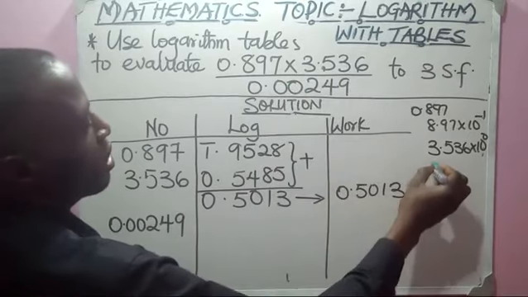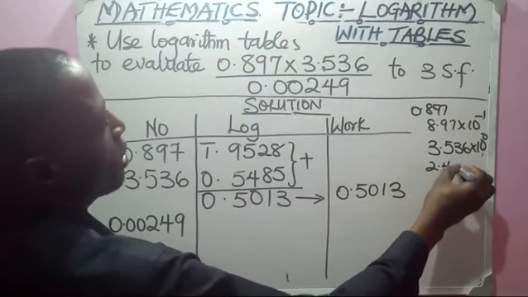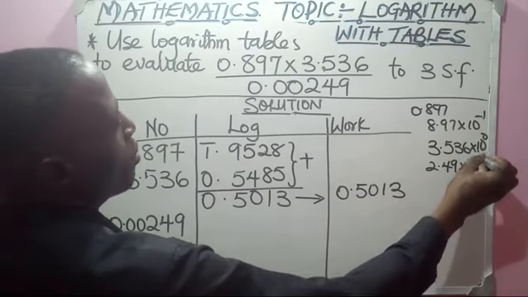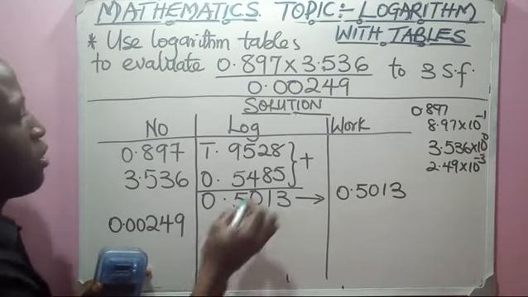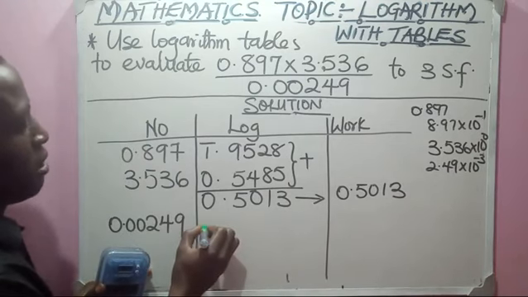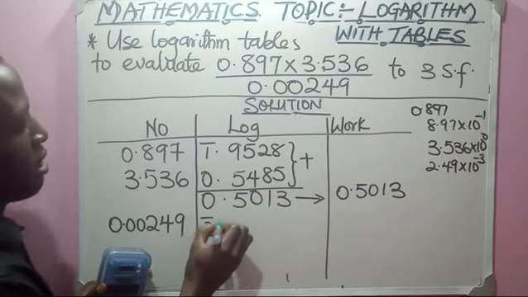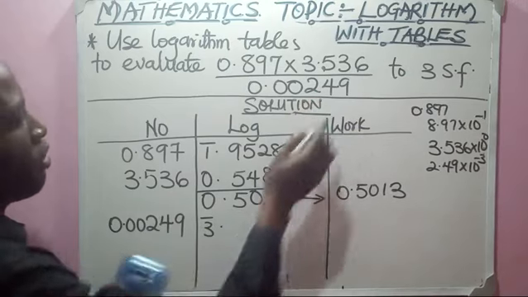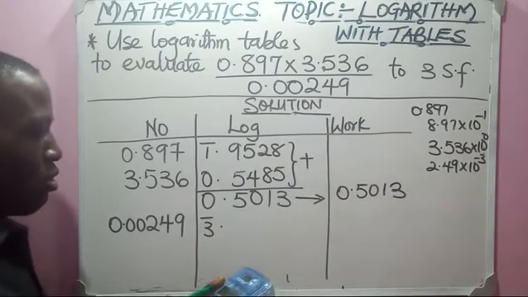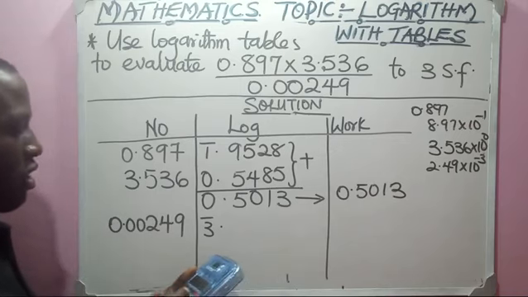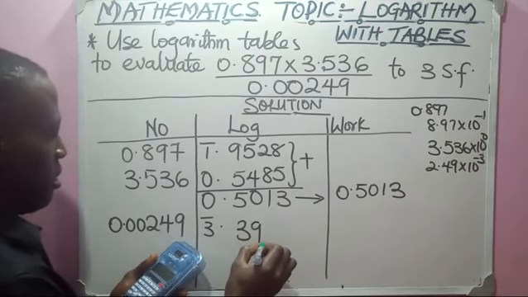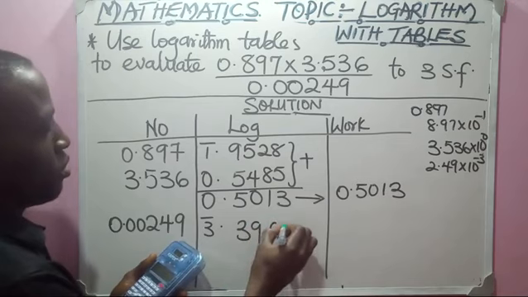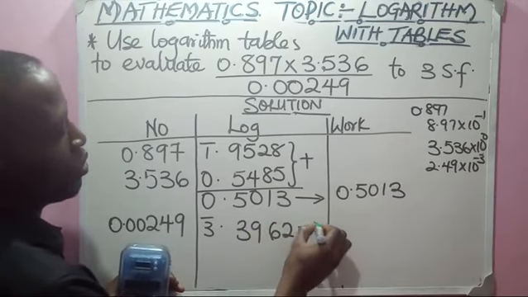This denominator, I'm changing it to standard form to be 2.49 times 10 raised to the power minus 3. So remember, my minus 3 remains my characteristic. That is bar 3 point. I'll read 24 under 9. That will give me 3962.